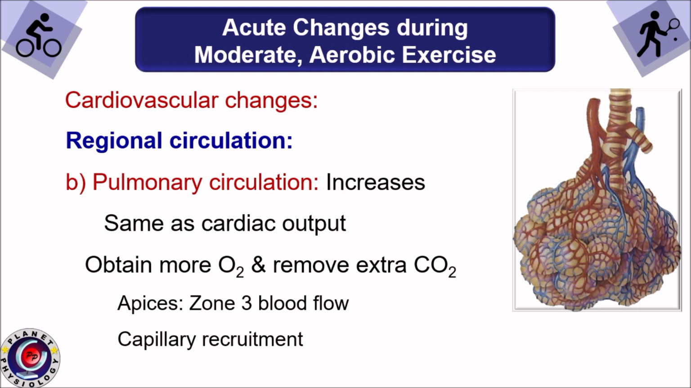And what is the effect on pulmonary circulation? It also increases. We have seen there is increase in the cardiac output, and entire cardiac output goes to pulmonary circulation. So pulmonary circulation also increases, and the main purpose of this increased pulmonary circulation is to obtain more amount of oxygen and to remove extra carbon dioxide. How is it achieved? First thing, all the apices of the lungs are converted to zone 3 blood flow, as well as there is capillary recruitment, and both these factors will help in increasing pulmonary circulation.